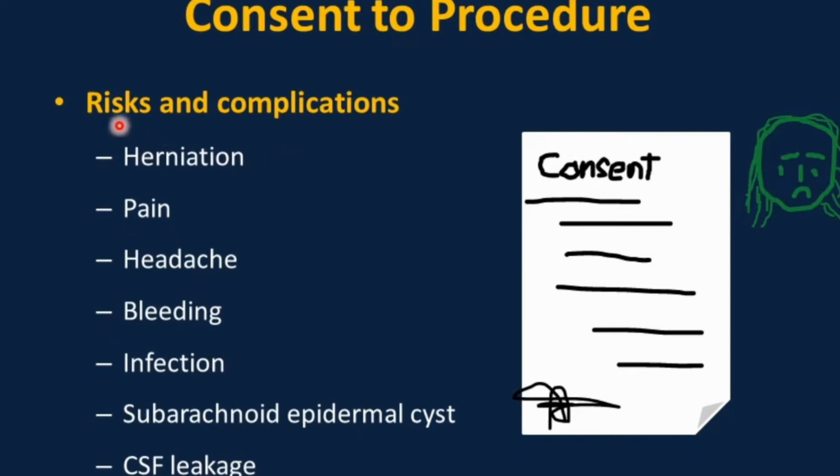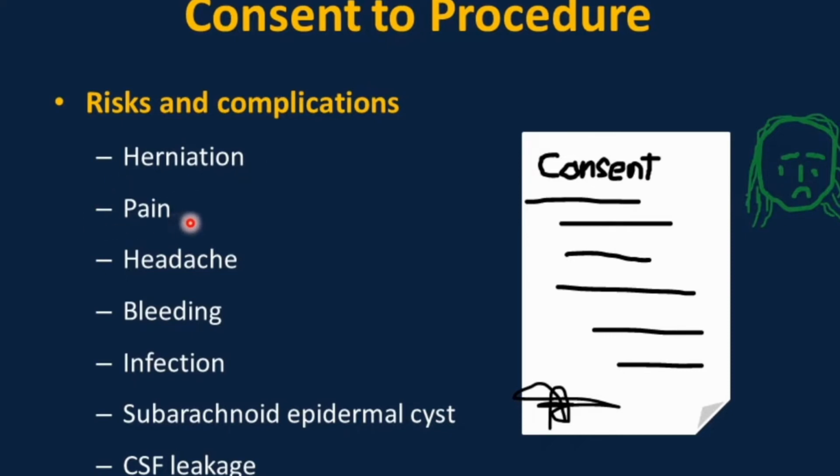explaining to them the risks and the possible complications of the procedure. Herniation is extremely rare, but we have to examine the child with a complete neurological examination and examination of the eyes for any signs of increased ICP or for focal neurological signs.